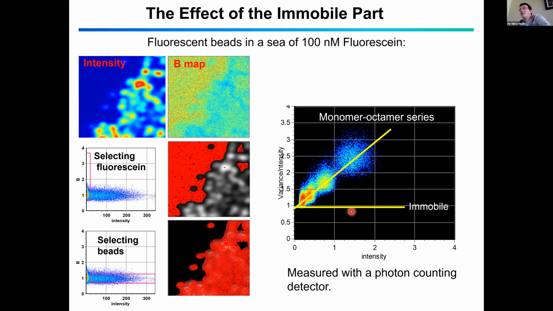Okay, here is a monomer to octamer series. Different oligomers in solution were measured, ranging from a monomer, and the next one was a dimer, then tetramer, and then octamer. And you can see that the brightness, or variance over intensity, nicely scales with increasing oligomerization state. And these were measured with a photon counting detector.